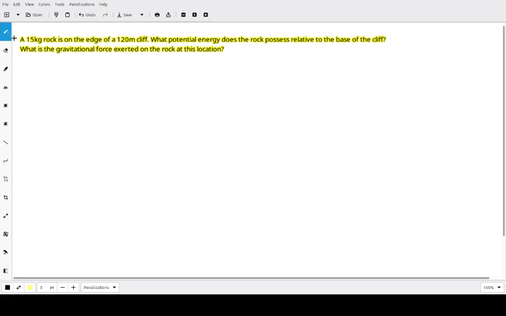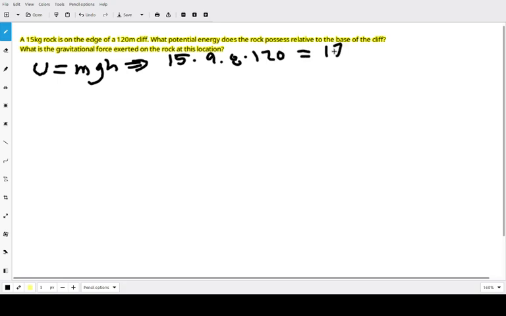the formula for this, U is equal to mgh, which goes to 15 times 9.8 times 120, which is equal to 17,640 joules. So the potential energy is 1.76 times 10 to the 4th joules.